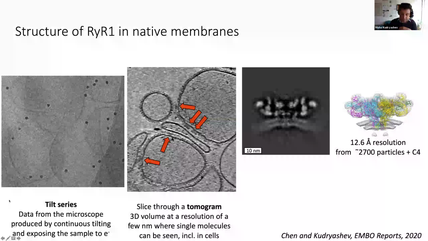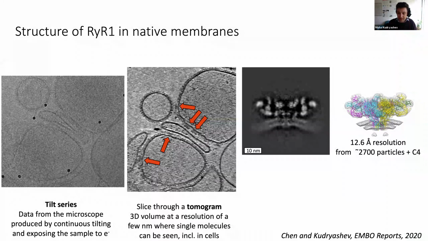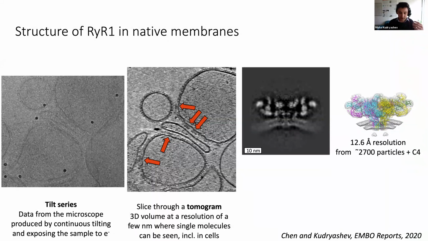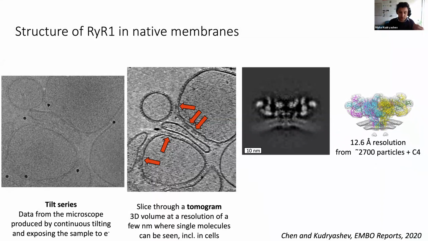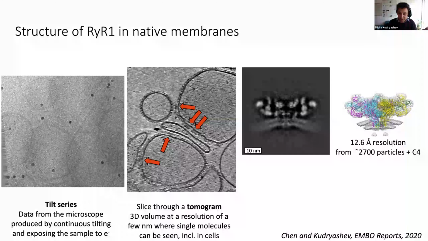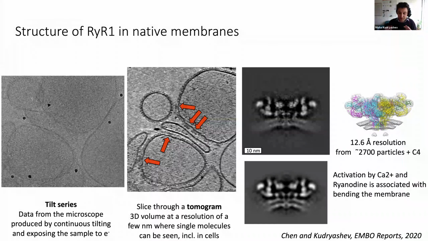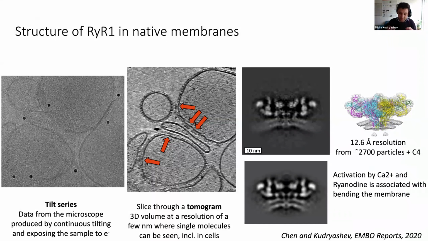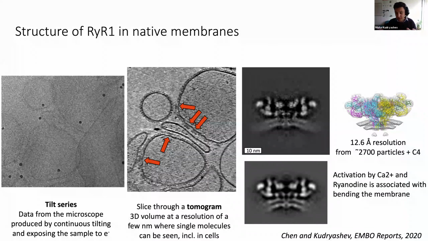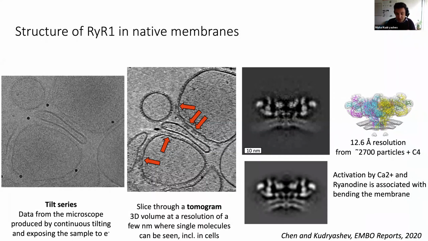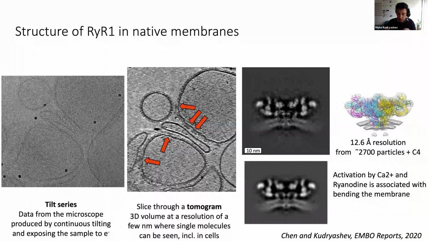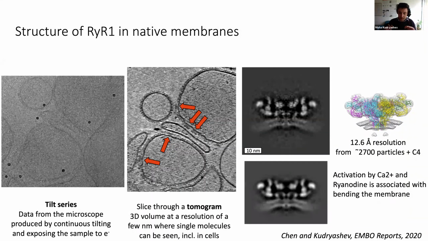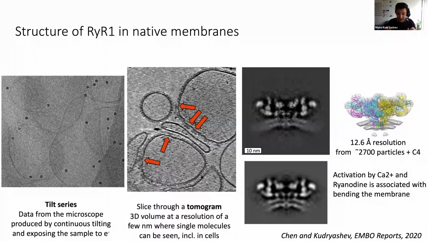So it's possible to activate the receptor by adding calcium and the plant toxin ryanodine, which will lock the receptor in the open conformation. And we've done the structure. So here you see the toggle between the structure in the open state and the closed state. And interestingly, the structure, when it's locked in the open state, also has an even higher curvature of the membrane.